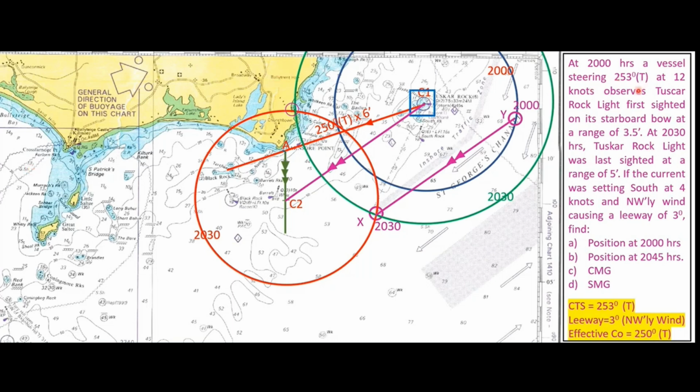Additional information given in this question to rule out the possibility was that only at 2000 hours, if this was the position at 2000 hours, then only the Tusker Rock would be on the starboard bow. Had this northerly been positioned even in navigable waters, then its corresponding position at 2000 hours would have Tusker Rock on her port side. So therefore, this point Y is the 2000 hours position, X the 2030 position, XY the CMG, and distance XY, the distance made good in half an hour, double it up to get the speed made good.